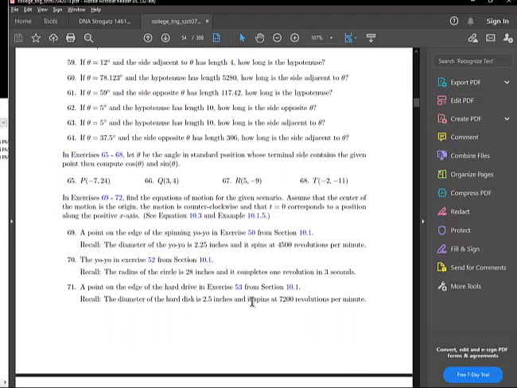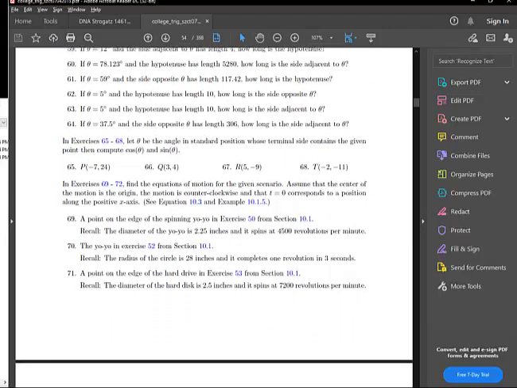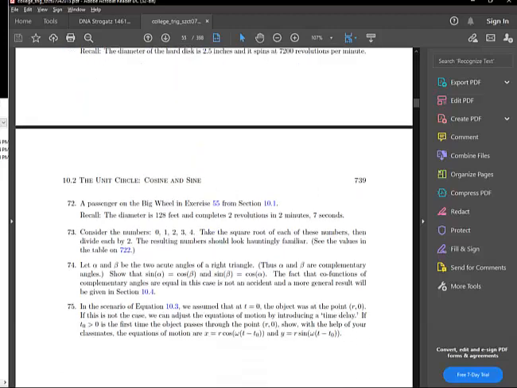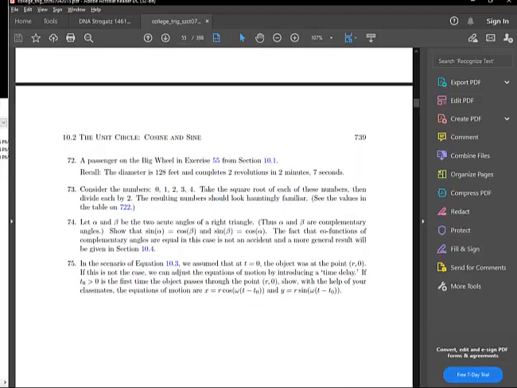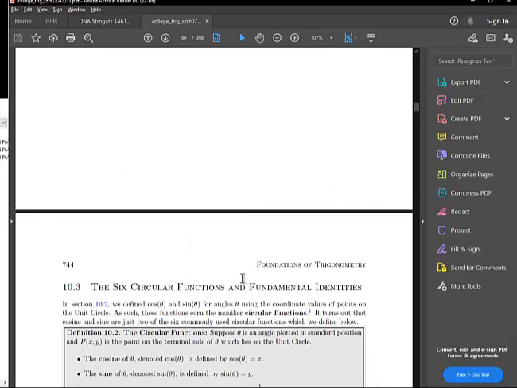Equations of motion. You can look up the examples in the exercise in the chapter. Very straightforward. All right, so that takes us through this problem set. Okay, section 3, let's leaf through the chapter.